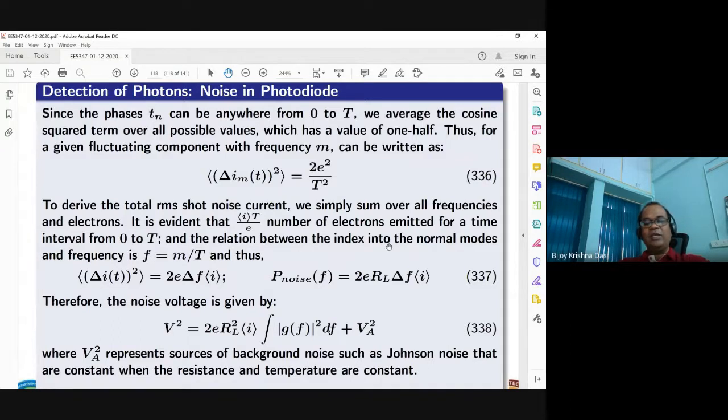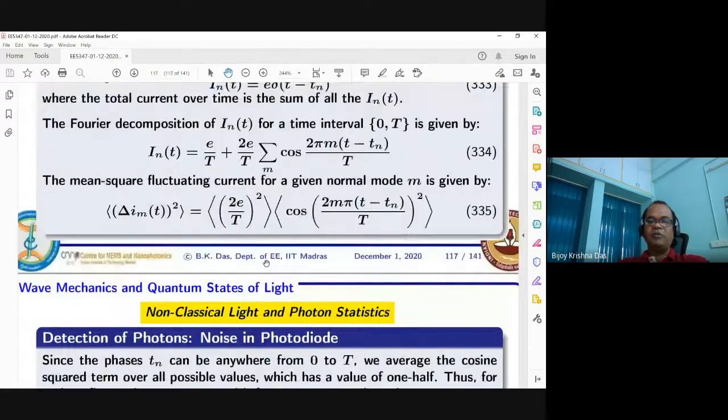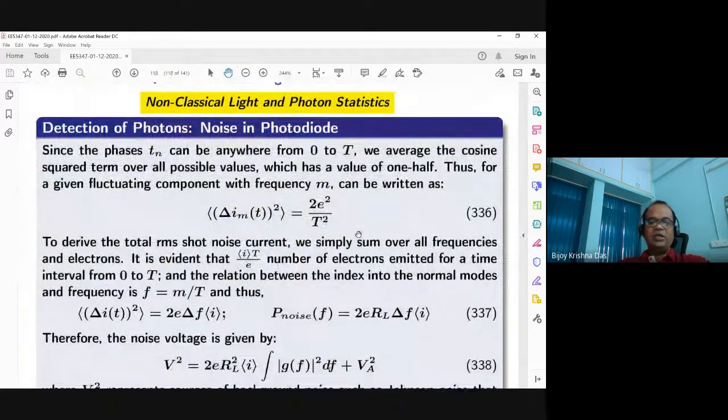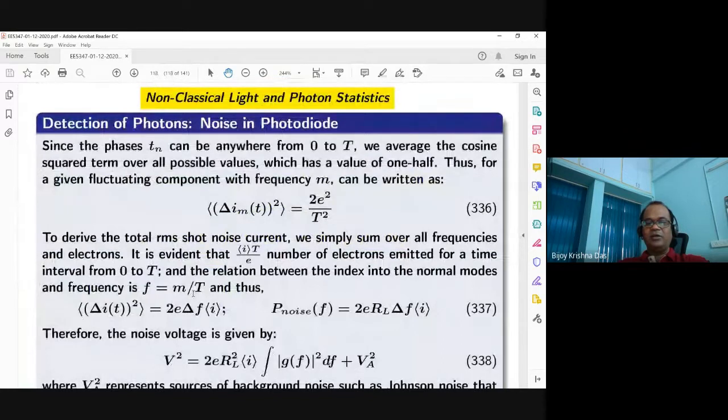The relation between the index of the normal modes and frequency: in the Fourier transform, all the frequencies come as m by T. So we write frequency f equal to m by T. If we consider a frequency band delta f, then delta f equals delta m by T. That is how you can get it. Now I am just writing down this expression, 2e square by T square.